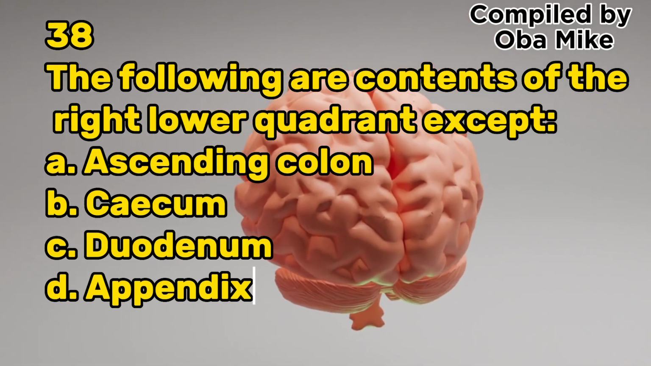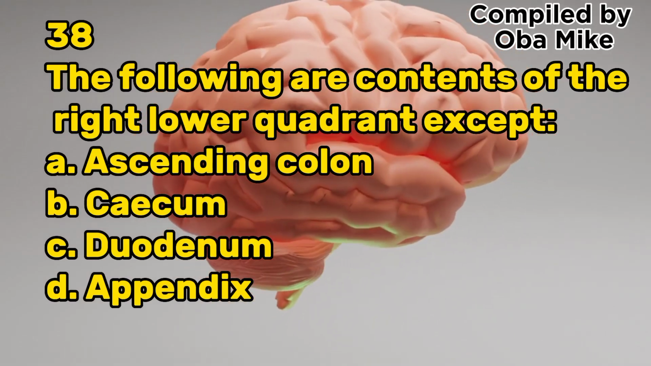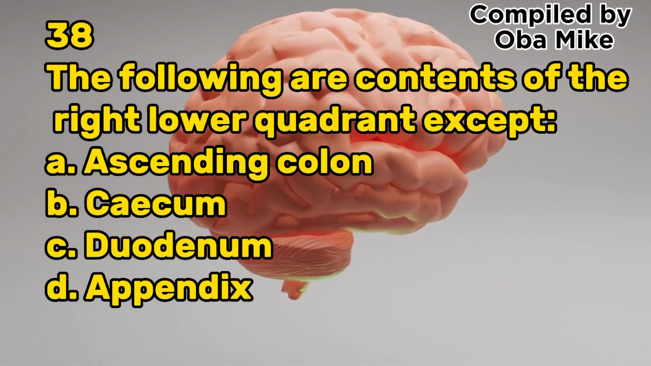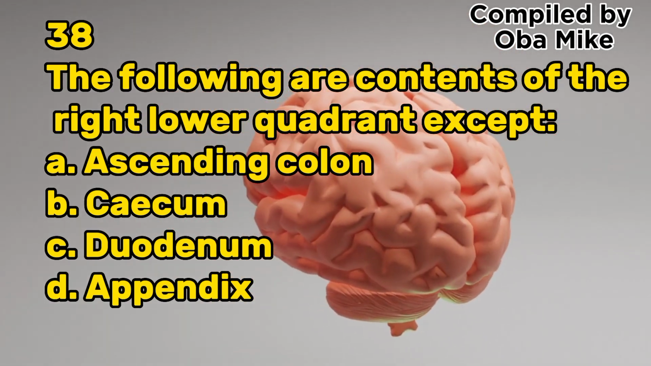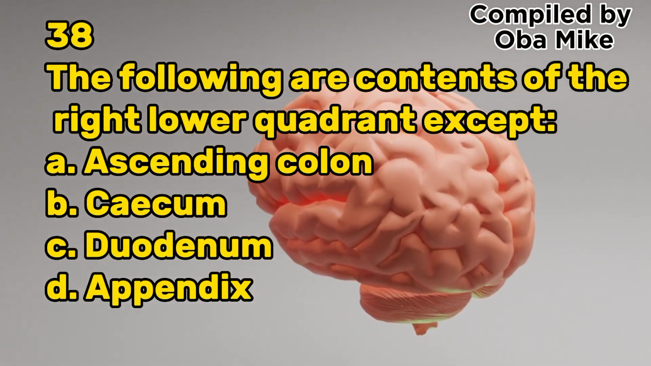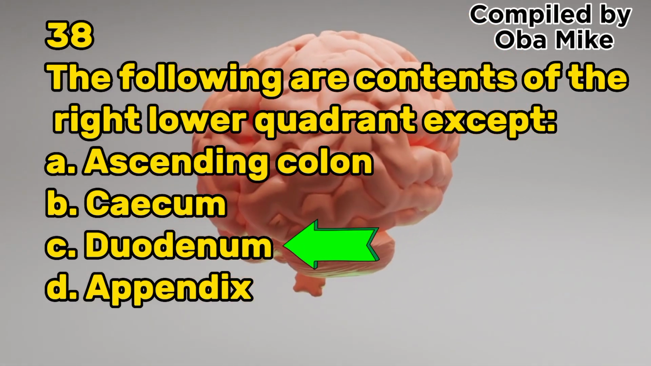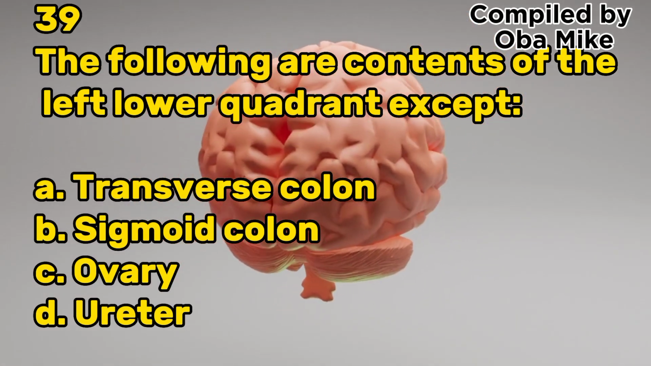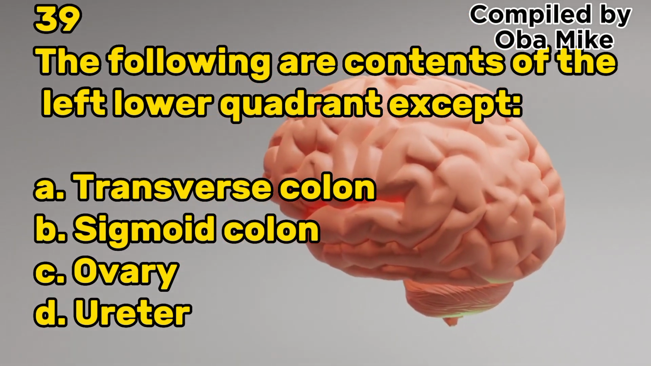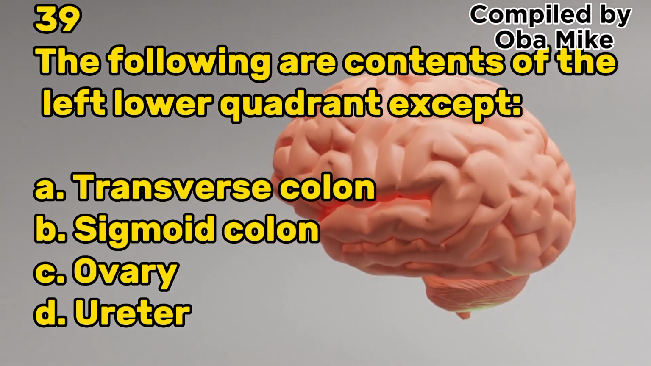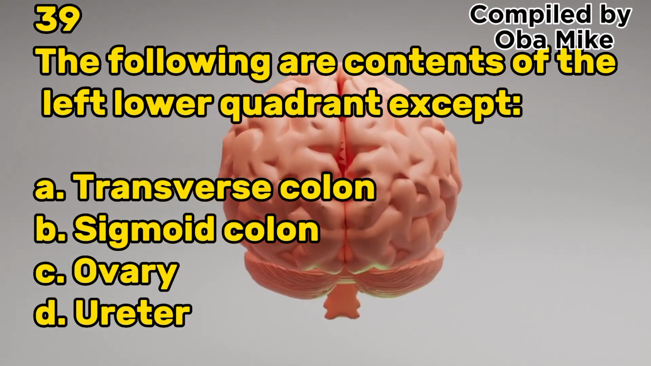38. The following are contents of the right lower quadrant except A. Ascending colon, B. Cecum, C. Duodenum, D. Appendix. 39. The following are contents of the left lower quadrant except A. Transverse colon, B. Sigmoid colon, C. Ovary, D. Ureter.